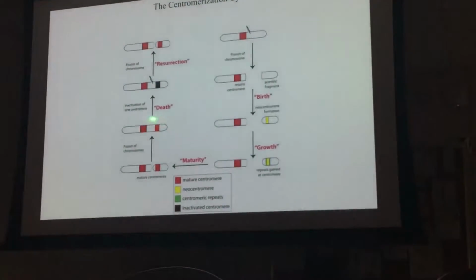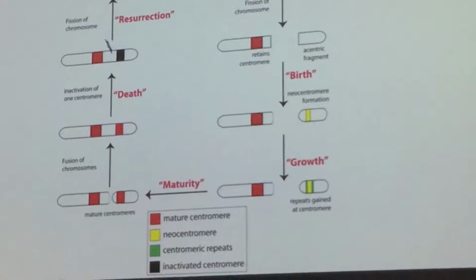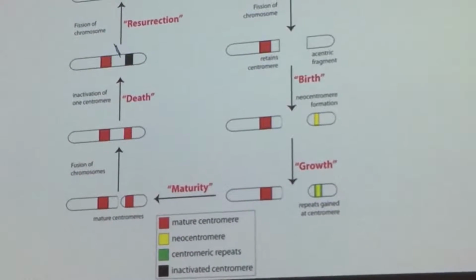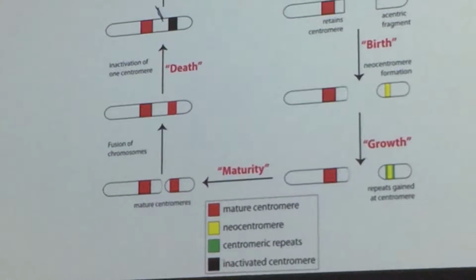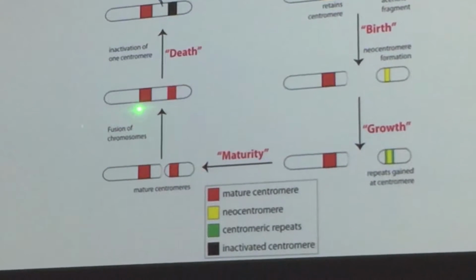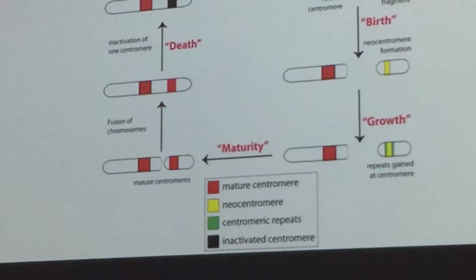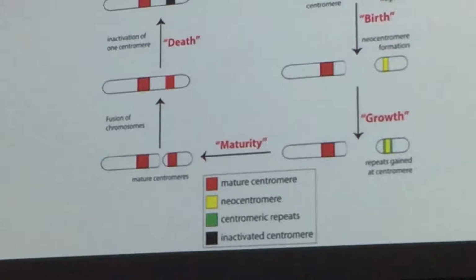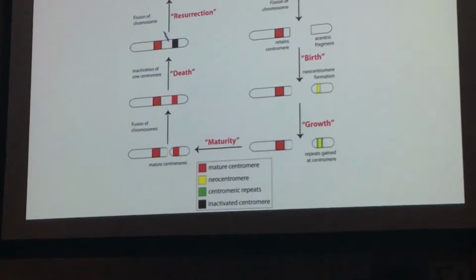When chromosomes fuse, you will wind up with this chromosome that has two centromeres. These are called dicentric chromosomes. And this can cause problems in the cell cycle because you will have microtubules attached at this centromere and that centromere. And in some cases, it winds up shearing the chromosome.